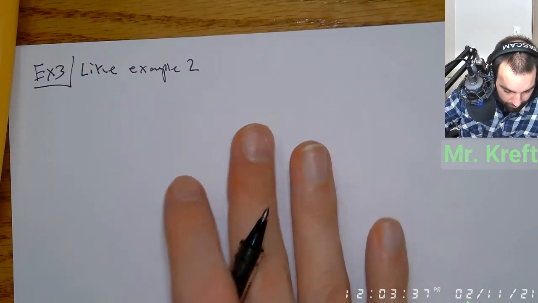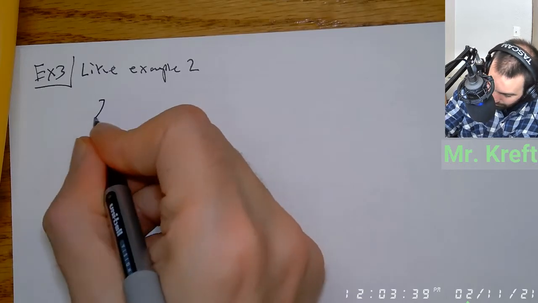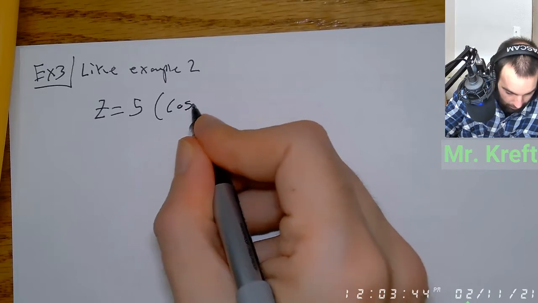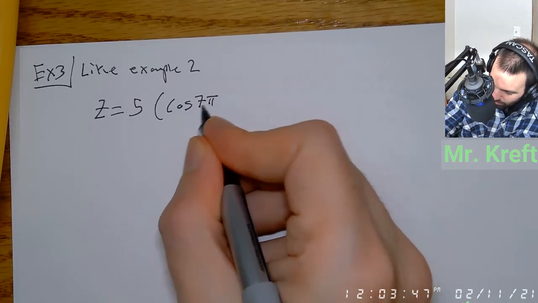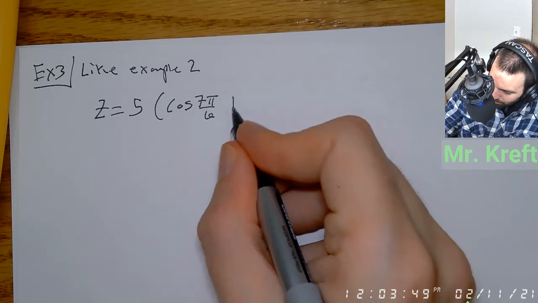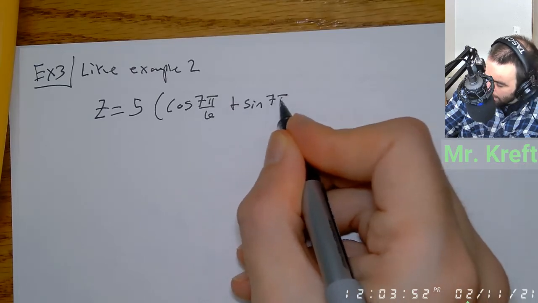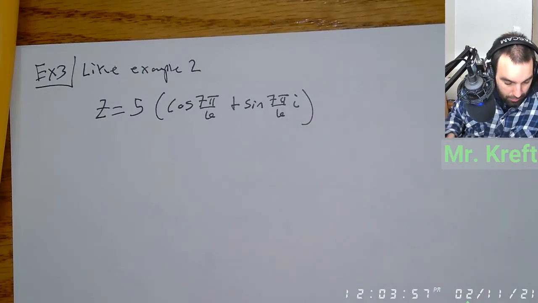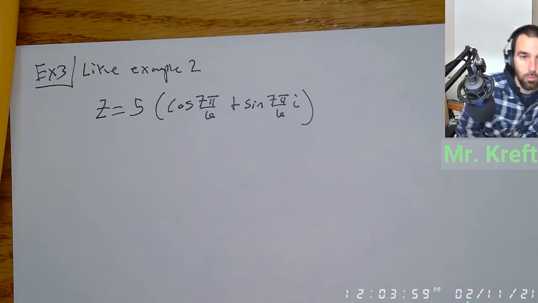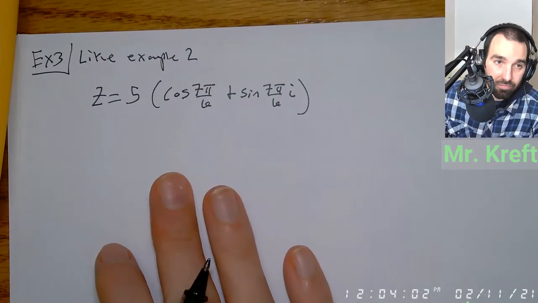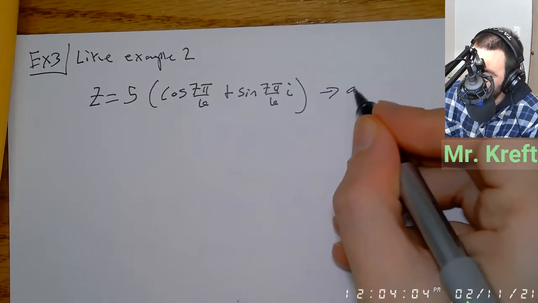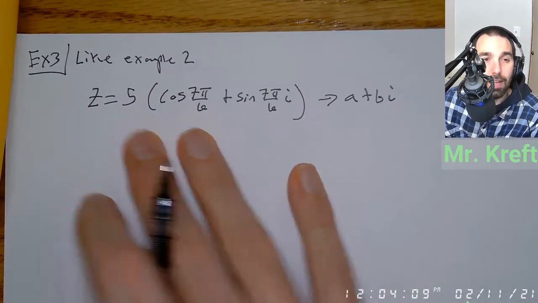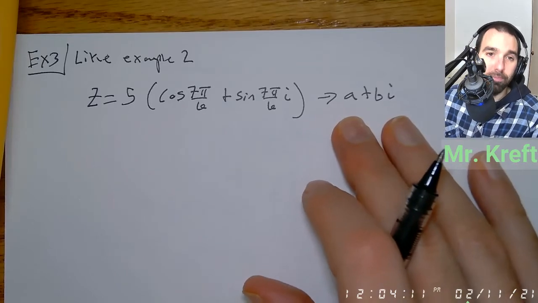Okay. So we're going to have z equals 5 times cosine of 7 pi over 6 plus sine of 7 pi over 6i. And again, the i is telling me I'm in the imaginary plane. Okay. So let's go ahead and do this. So again, I'm going to convert this to a plus bi. Okay, that's my goal. So I'm in trig form, and I want to get this to standard form.